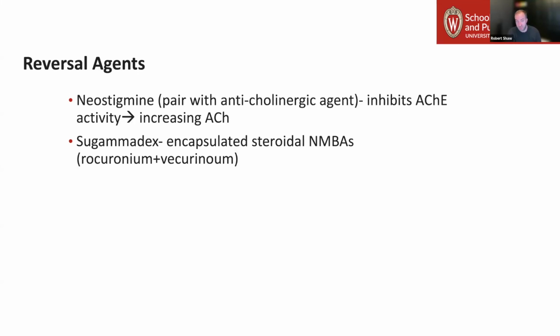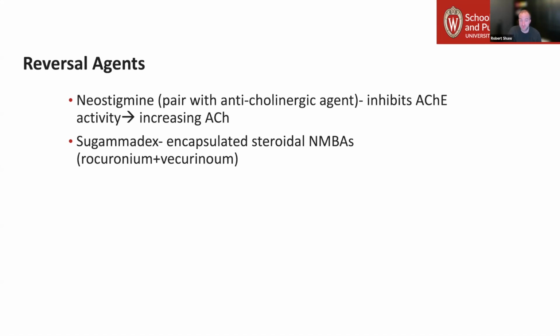So reversal agents, I know I sped through a lot of that, but the vols are going to take up a lot of time. So there are two different ways to reverse a neuromuscular blockade. So succinylcholine, we wait for the medication to wear off, and we wait for repolarization and response of the muscle to acetylcholine.